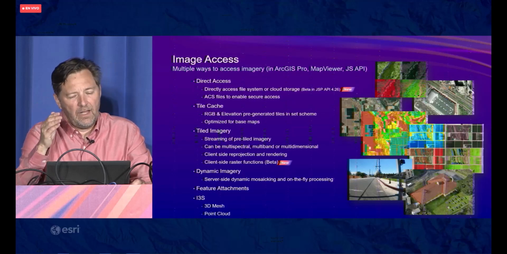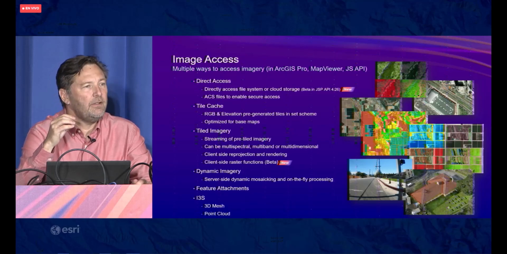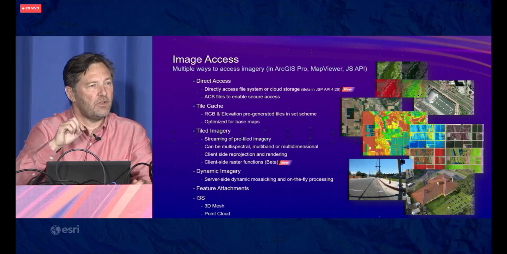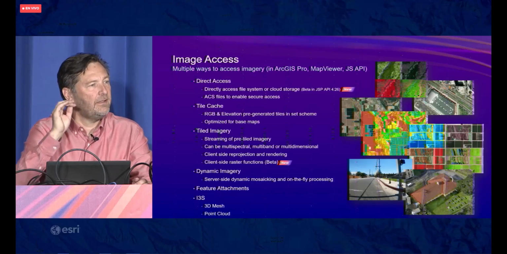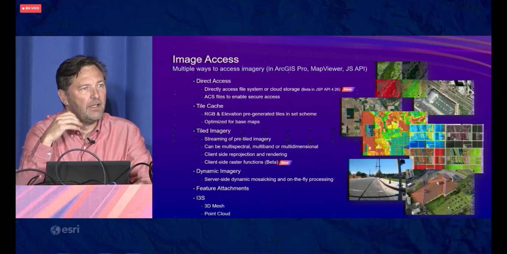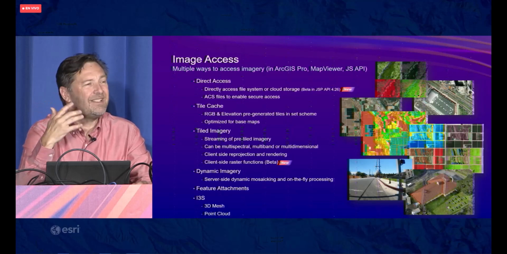What we added as a beta in the JavaScript API is the ability for the JavaScript API to directly access cloud storage as well. So if you have, for example, a cloud optimized GeoTIFF, you can directly access it. That data has to be public, it has to be open, but you can now directly access the data through the JavaScript API. The other way of accessing imagery, obviously, is tile cache.